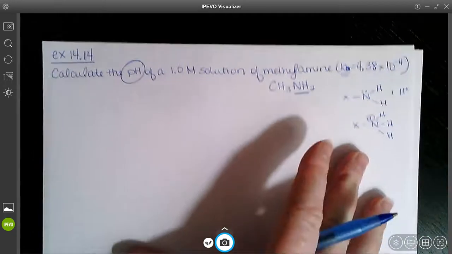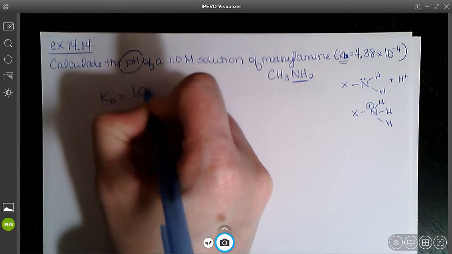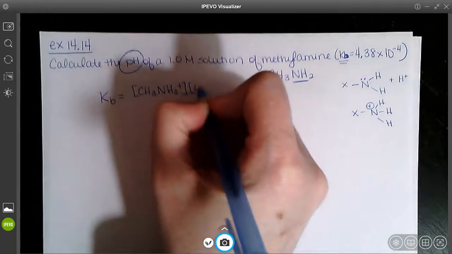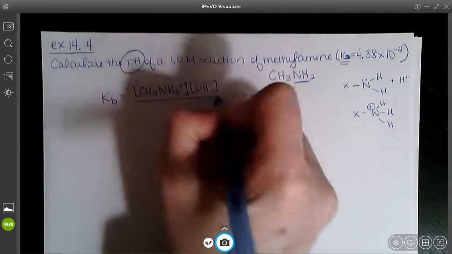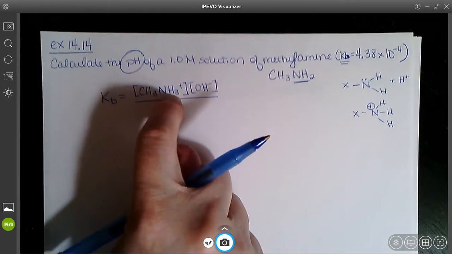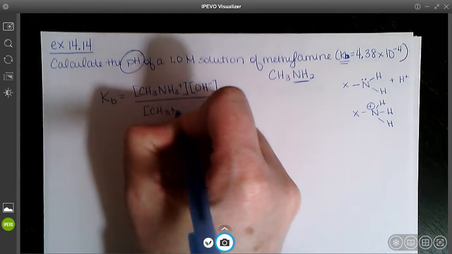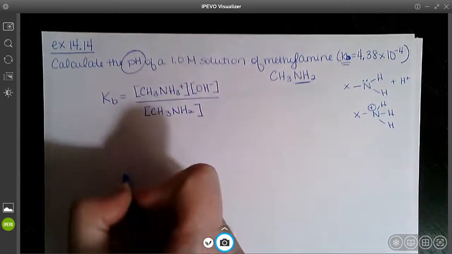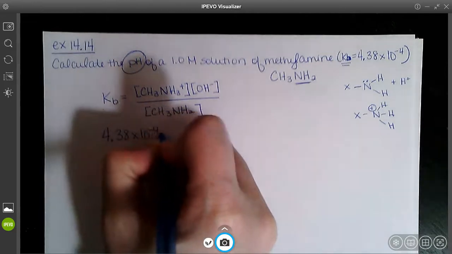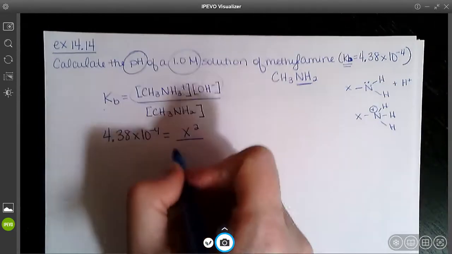I'm going to do the same exact route I did before. So Kb equals CH3NH3 plus times OH minus over CH3NH2. The biggest thing here is to know where your hydrogen hooks up. It's going to hook up onto that nitrogen because the nitrogen is the electronegative part of the molecule. Kb is given: 4.38 times 10 to the negative 4 equals, these are each going to be x, so x squared over the concentration that we started with.